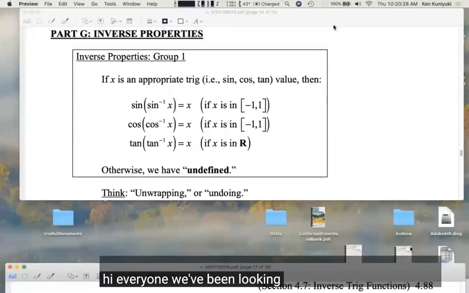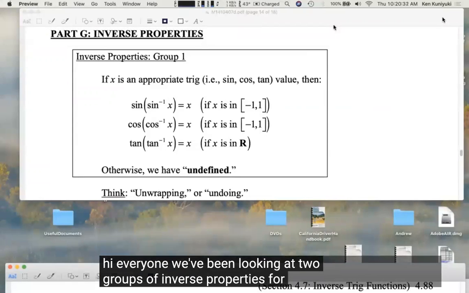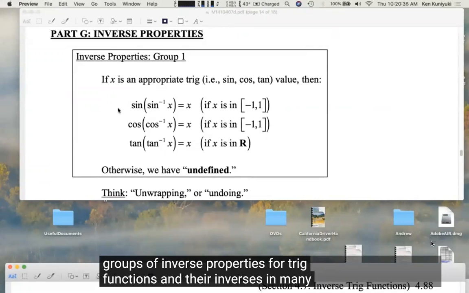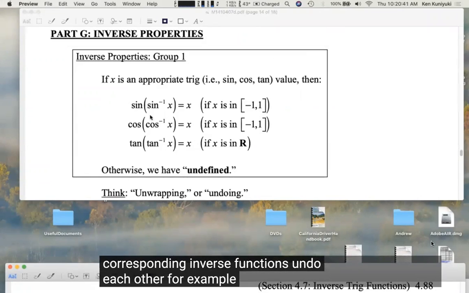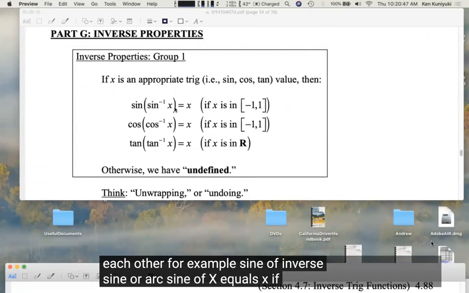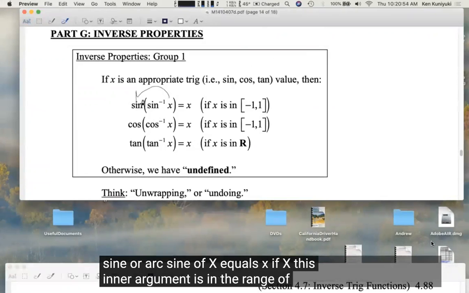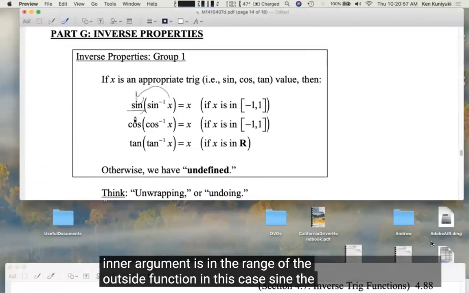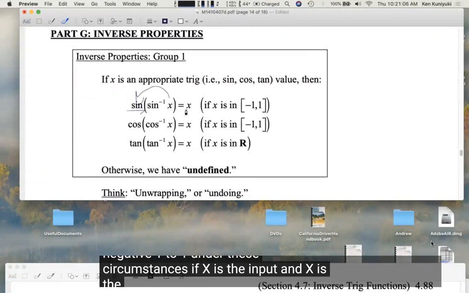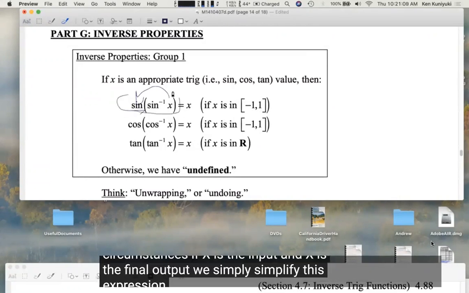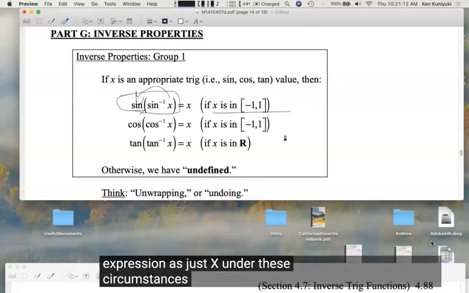Hi, everyone. We've been looking at two groups of inverse properties for trig functions and their inverses. In many situations, trig functions and their corresponding inverse functions undo each other. For example, sine of inverse sine, or arcsine of x, equals x if x, this inner argument, is in the range of the outside function, in this case sine. The range is this closed interval from -1 to 1. Under these circumstances, if x is the input, then x is the final output. We simplify this expression as just x under these circumstances.